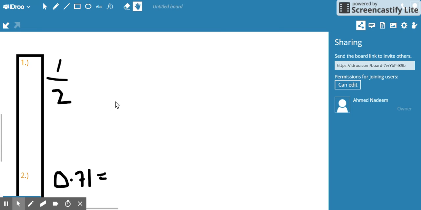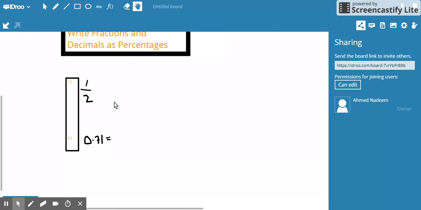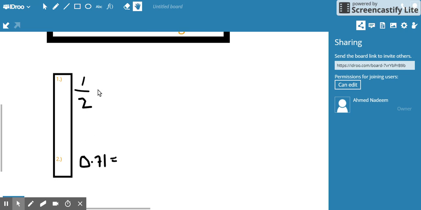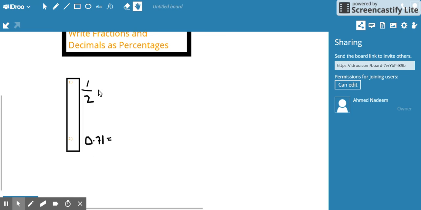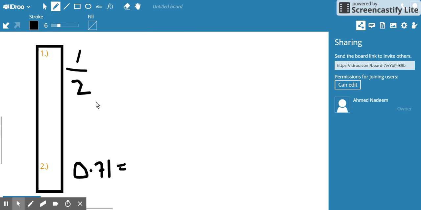The first question is 1 over 2. In order to make any fraction into a percentage, you have to times it by 100 over 1. So timesing it by 100 over 1, you can simplify the answer by dividing 2 by 2, which is 1, and dividing 100 by 2, which is 50.